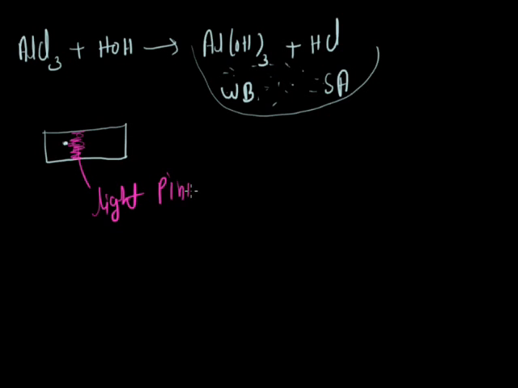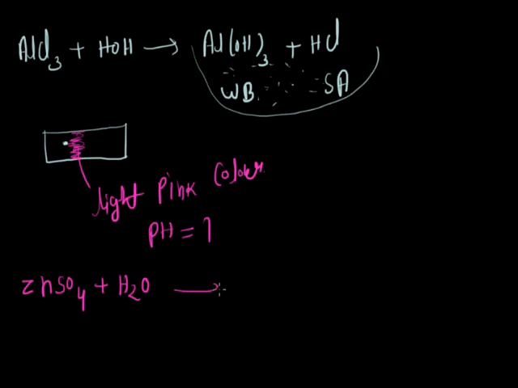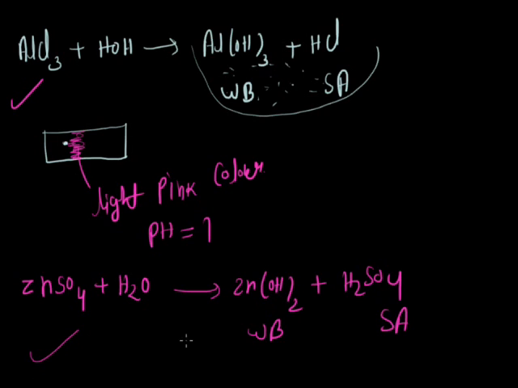Light pink color. Now this light pink color indicates that its pH range equals 1. So we are saying that the salt has pH 1. Now the next salt is zinc sulfate, ZnSO4. When ZnSO4 is diluted with water, it gives zinc hydroxide and H2SO4. Now the same, it is a weak base and strong acid. So like this AlCl3, it also has pH 1.